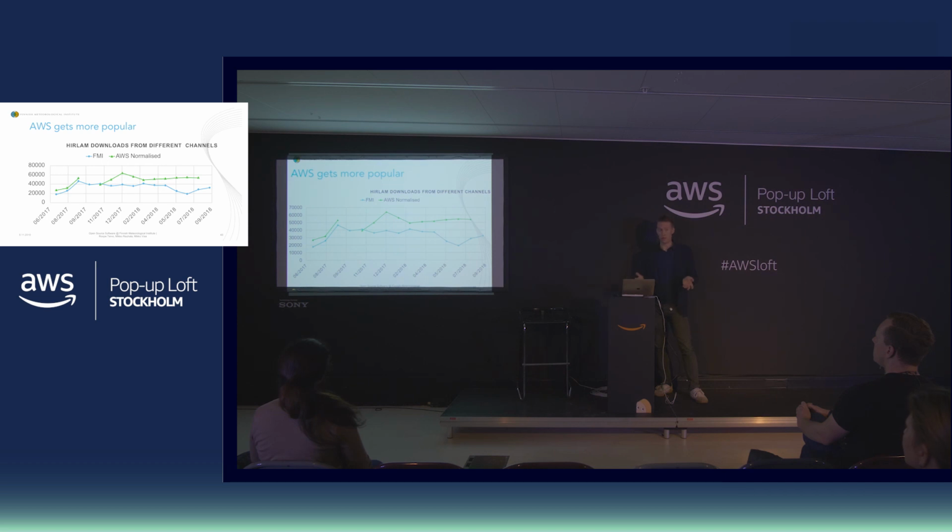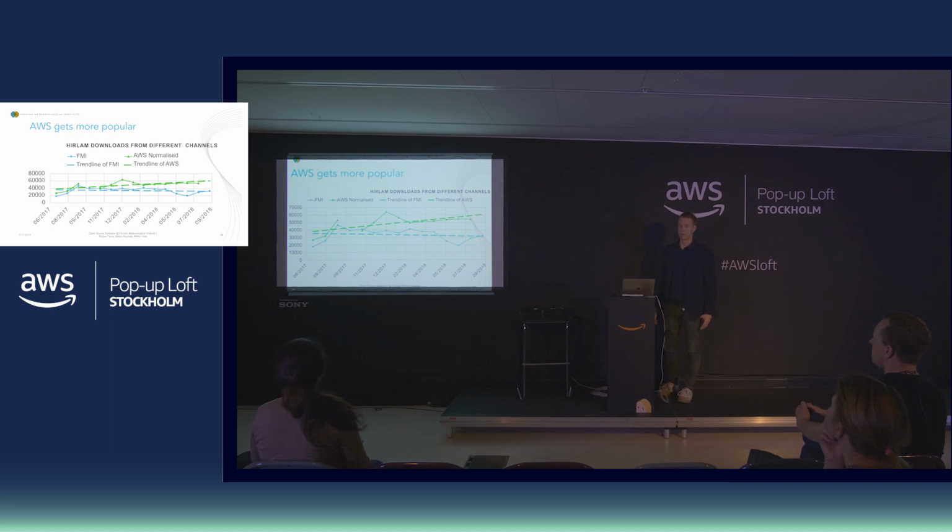Actually, I'm quite sure that not all users download everything, because some of them are just interested in temperature and some just wind and so on. That means that Amazon is even more popular than this plot shows. And if we add a trend line for this graph, we can see that Amazon popularity is increasing quite rapidly, and FMI popularity is going slightly down.